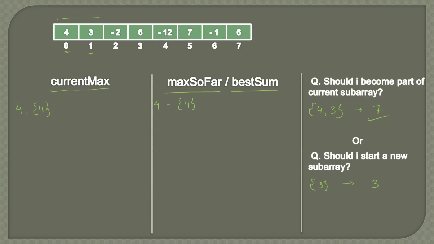So the subarray will go something like this. These two elements are there and the current max at this point would be 7, which is being formed by 4 and 3. So here you can see now this 7 is greater than 4. So this max so far will be updated to 7, stating that it has been formed from the elements 4 and 3. Moving ahead, now we encounter minus 2.